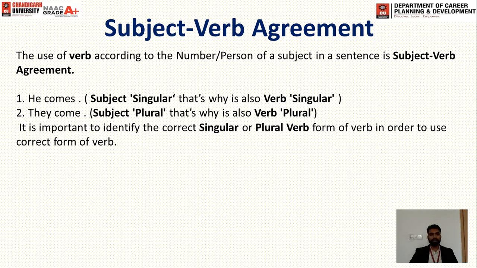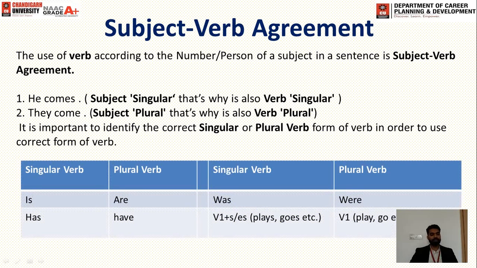It's important to identify the correct singular or plural form of the verb in order to correctly use it. So now at times we get confused. For example, your noun and verb are actually different, the way they are formed. We'll look into that also. So for example, singular is, plural are; singular has, plural have; singular verb was, plural verb were.